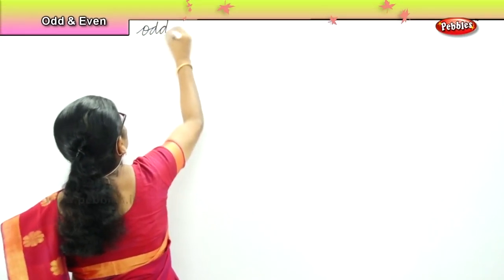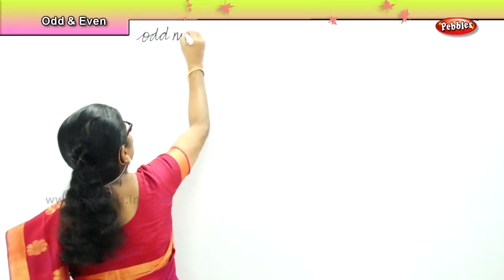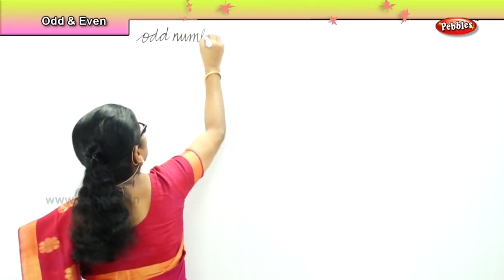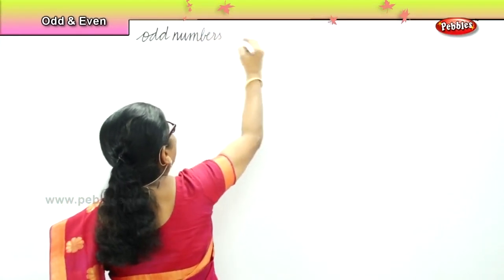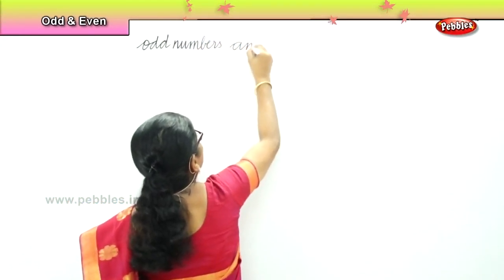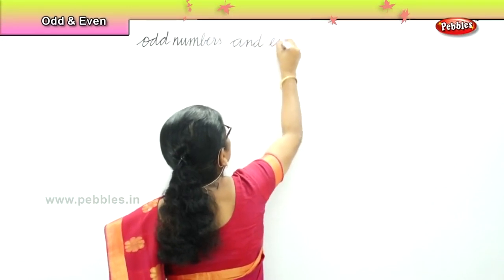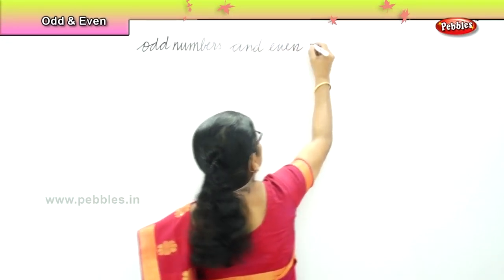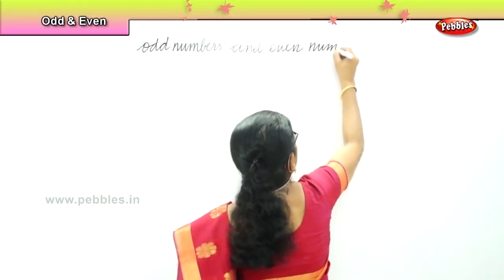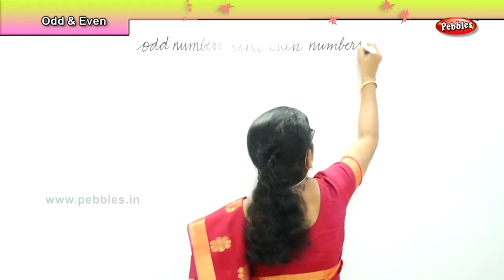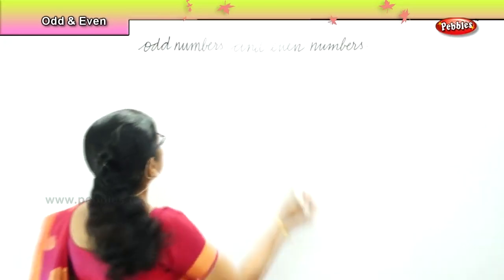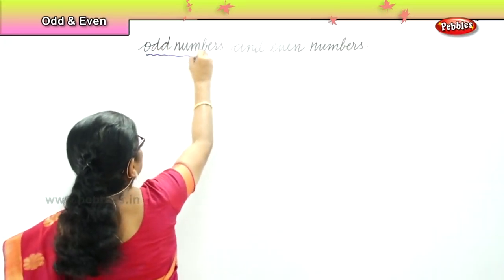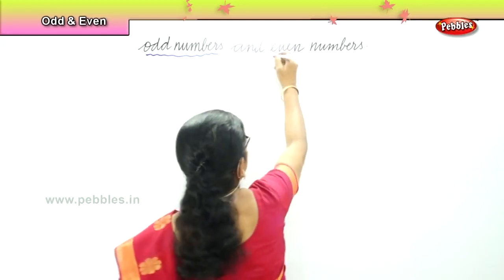Odd numbers and even numbers. That's what we are trying to understand today. What are odd numbers and what are even numbers?